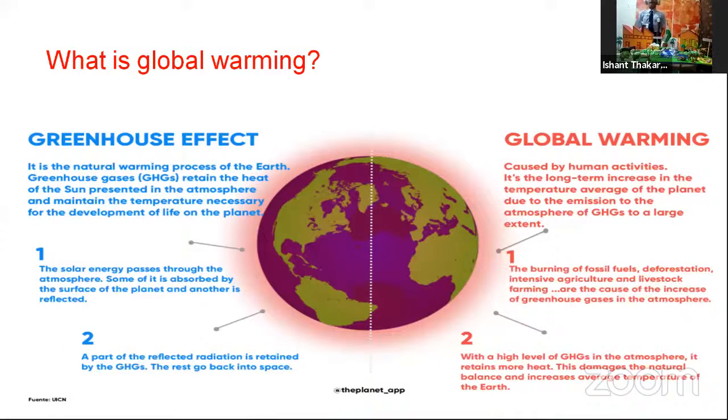So what is global warming? Global warming is the greenhouse effect. Now you may have a question: what is this greenhouse effect? So the greenhouse effect is the natural warming process of the earth where greenhouse gases trap the heat required for the development of life, and the rest of the heat goes out. So global warming is the excess greenhouse effect, where human activities cause excess greenhouse effect and they trap more heat, and the oceans and the main sources of water start boiling.